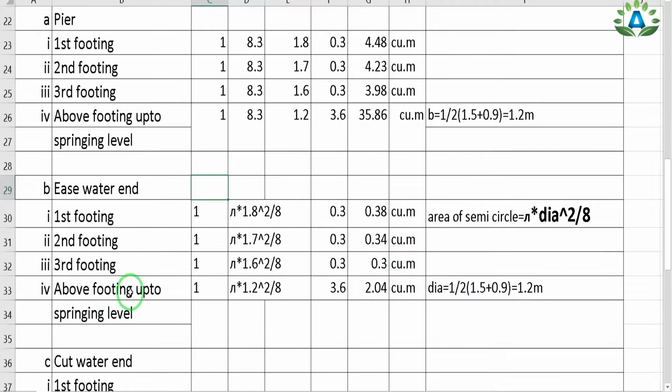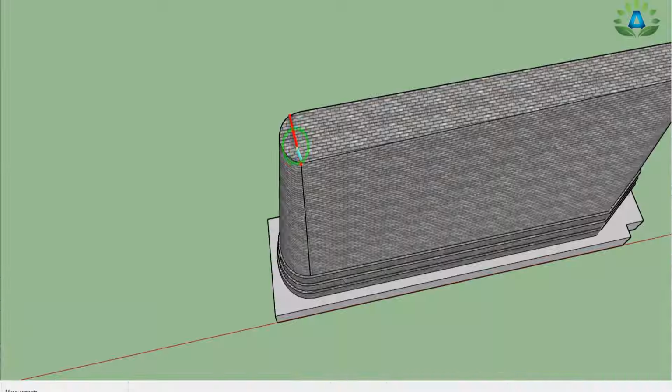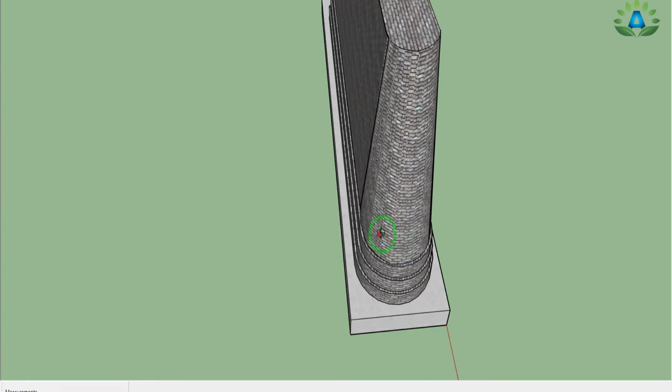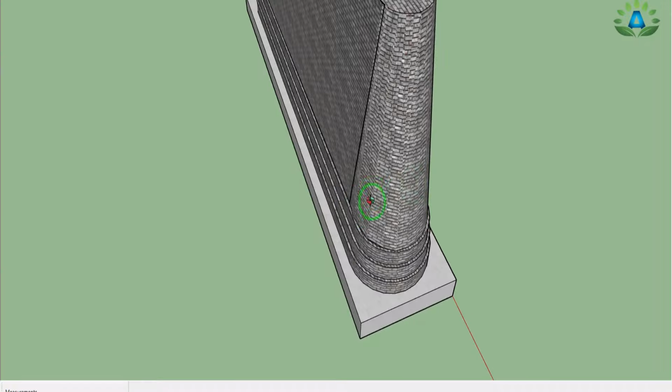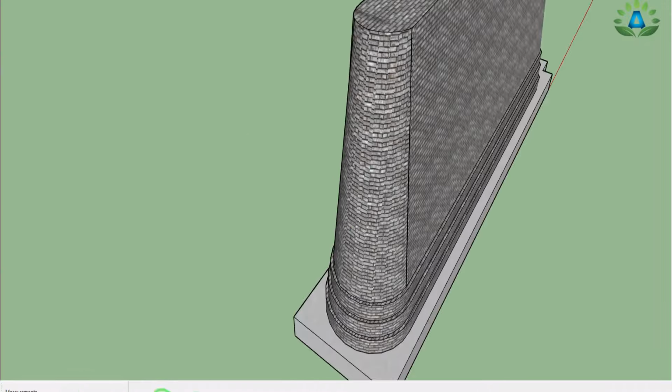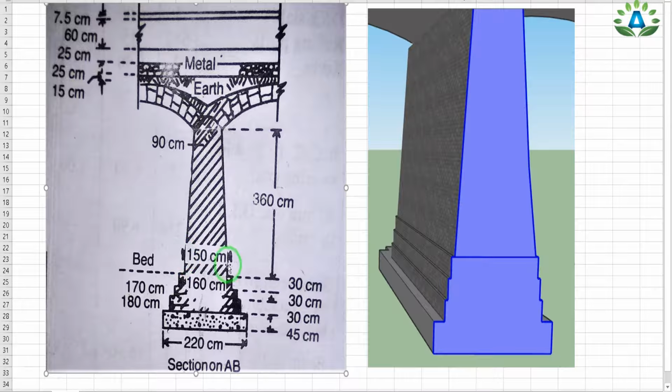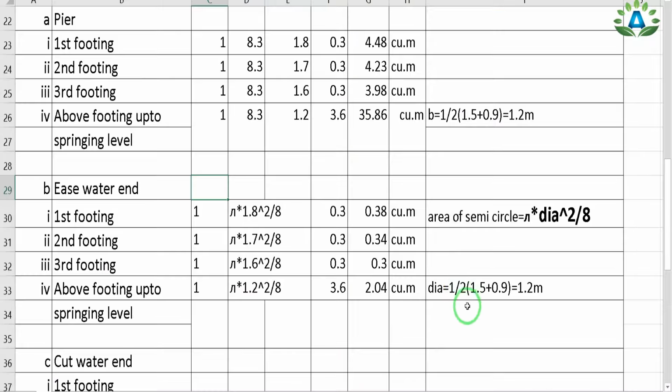And next is our footing up to the springing level. That means this portion is our footing up to our springing level. So here we can see that this portion is tapering. This portion has a larger diameter and this portion has a smaller diameter. So if we have two different diameters, we need to take the average of the two. So we can easily write the diameter equals the average of 150 centimeter, that means this portion, and the above portion is 90 centimeter. So we can write the diameter equals the average of 1.5 meter and 0.9 meter, that is equal to 1.2 meter.